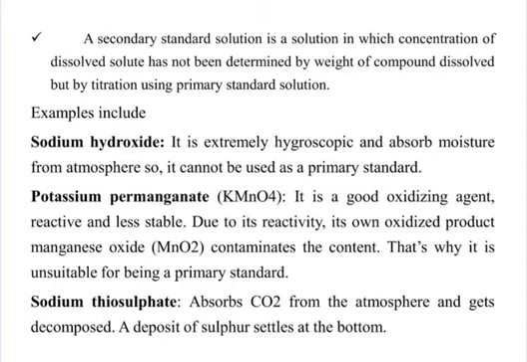Examples include sodium hydroxide. It is extremely hygroscopic and absorbs moisture from the atmosphere, so it cannot be used as a primary standard. Next, potassium permanganate. It is a good oxidizing agent, reactive and less stable. Due to its reactivity, its own reduced product, manganese oxide, contaminates the content. That's why it is unsuitable as a primary standard.